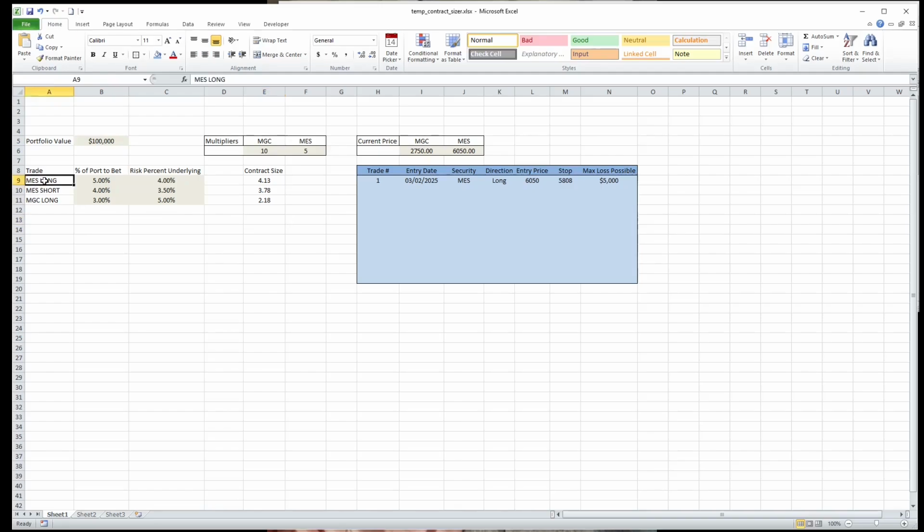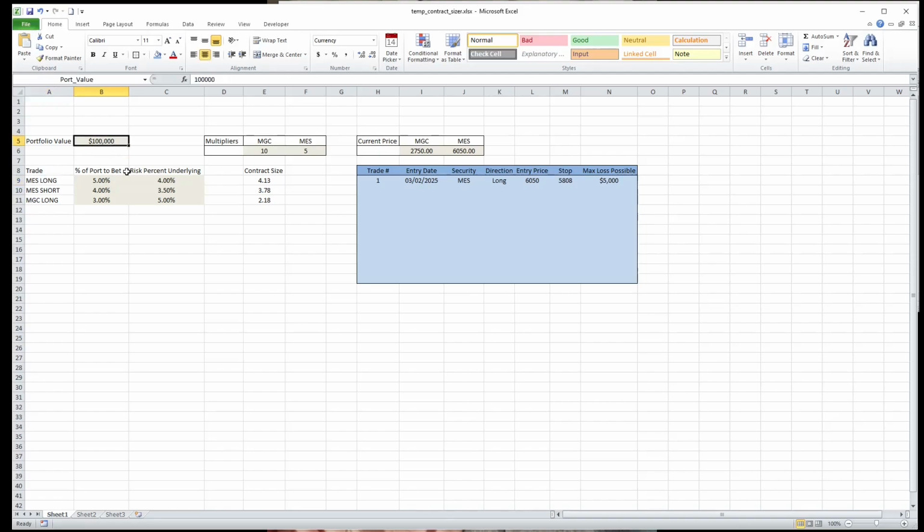So the ES long. Now, I suggest for people to use the micros. So this is micro gold. These are micro S&Ps. It's simply because you can fine tune it. You're not doing large blocks, especially if you have a smaller portfolio. And it's just the way to do it.